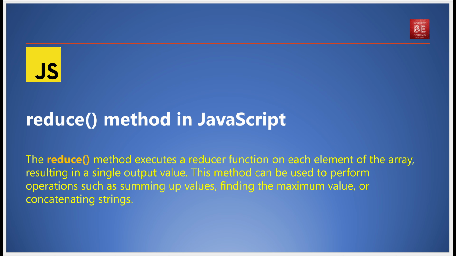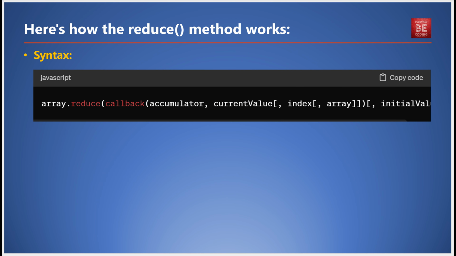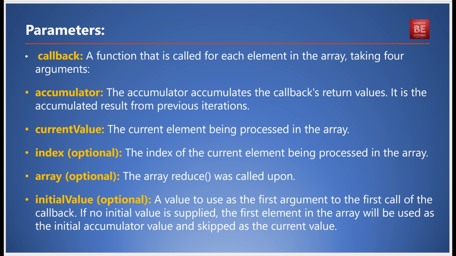But how does it work? The syntax of reduce is as follows: array.reduce(callback(accumulator, currentValue, index, array)). Here we have several parameters at play. The callback is a function that gets called for each element in the array. This function takes 4 arguments: accumulator, current value, index, and array.